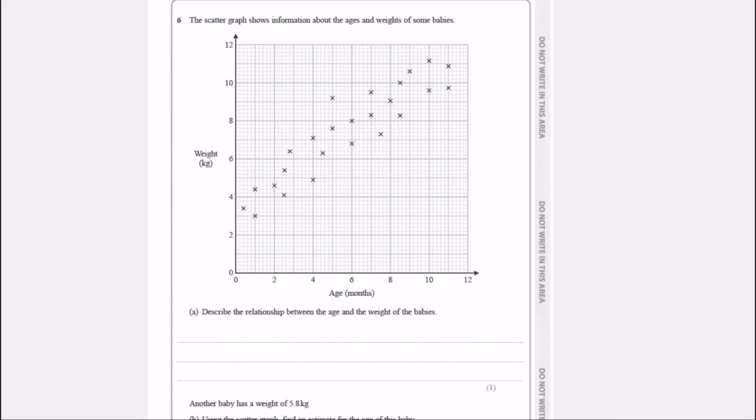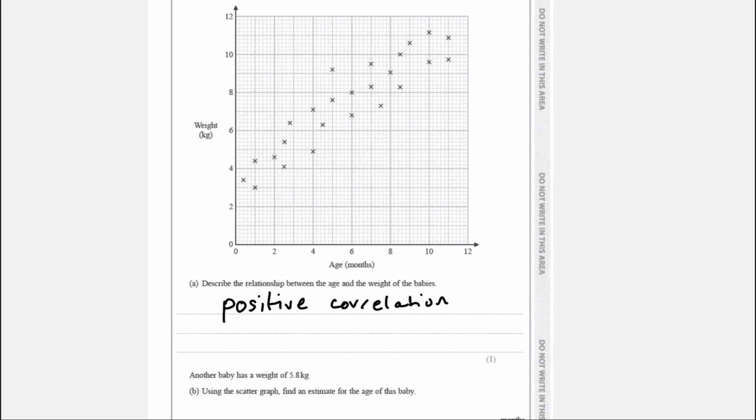Question 6. The scatter graph shows information about the ages and weights of some babies. Describe the relationship between the age and the weight of the babies. So we can see it goes up: as the age increases, the weight increases. So you could write as the age increases, the weight increases, or we could simply write it's a positive correlation. Positive correlation.